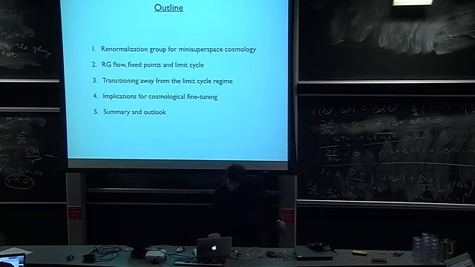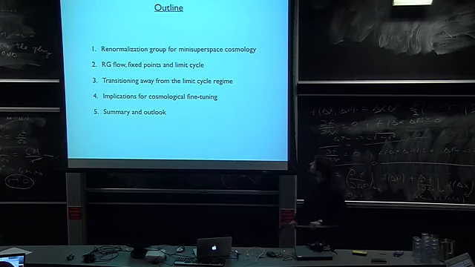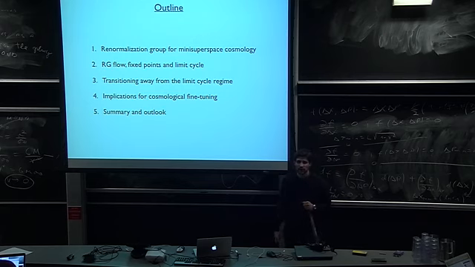So the outline of the talk: I will give a very brief introduction to the formalism I will use, the renormalization group in the mini-superspace approximation. I will explain very quickly how the RG flow equations for the gravitational coupling and the cosmological constant are derived, and show the flow diagram for the system, and in particular its fixed points and this new feature, which is the limit cycle. I will explain then how you can interpolate between a regime with and without a limit cycle, and what implications this has for the problem of cosmological fine-tuning.